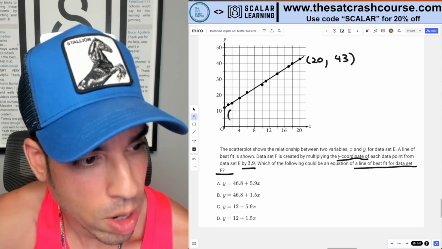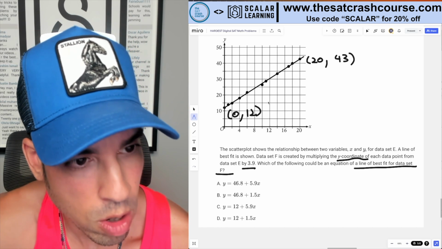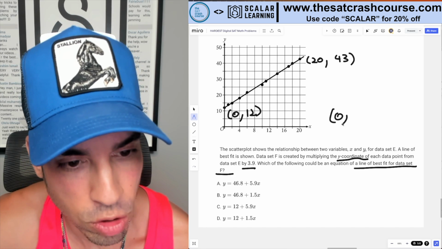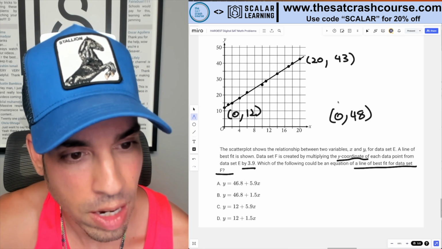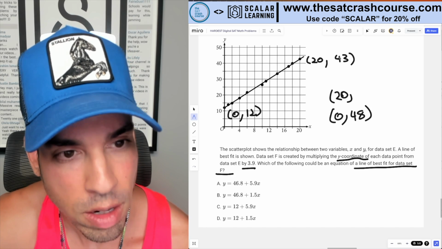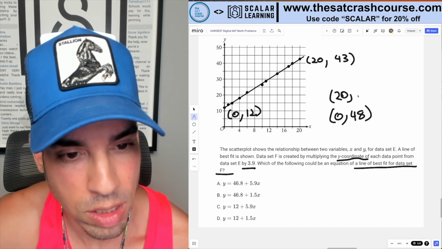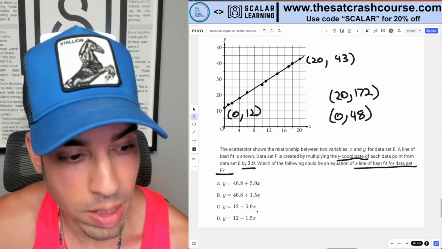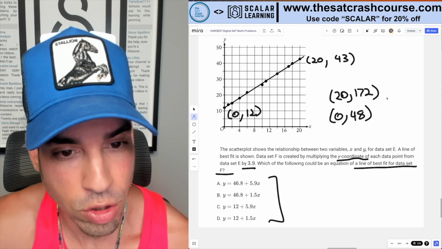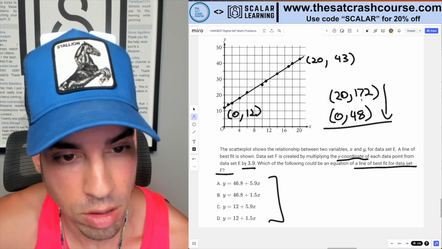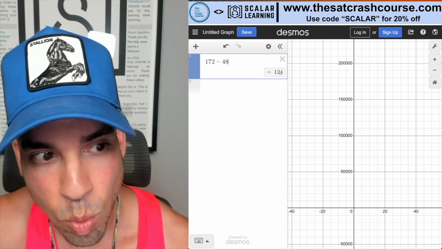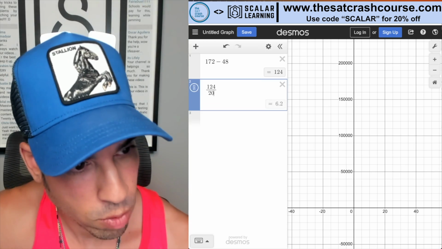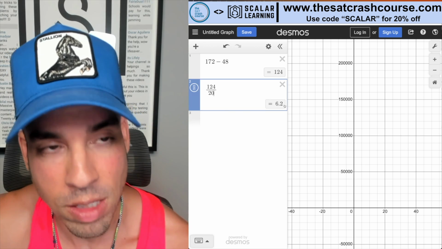So again, my y-intercept looks to be like 0, 12, and that one's that. So let's multiply just the y values by 4. So now I'm going to have 0, 48. And for this one, I'm going to have 20, and 4 times that is, what is that, 172. So now I've got two nice points. I can just create an equation of a line from this and see which one of these is closest to it. So we're going to subtract down first to get the slope. 172 minus 48 is 124, and then divided by 20 minus 0, which is 20. 124 divided by 20 gives us a slope of approximately 6.